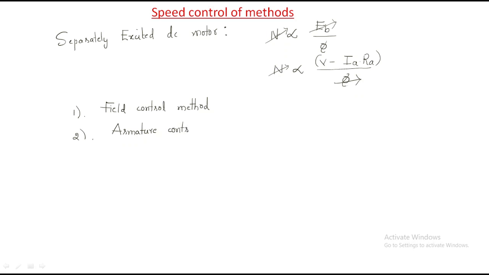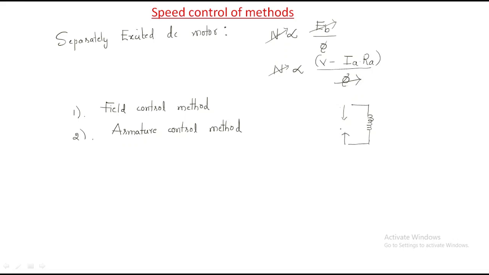Armature control method. Simple thing. Back EMF is related to the armature. So once again, understand very clearly. Look at here. For separately excited, the flux is produced by a separate DC supply.